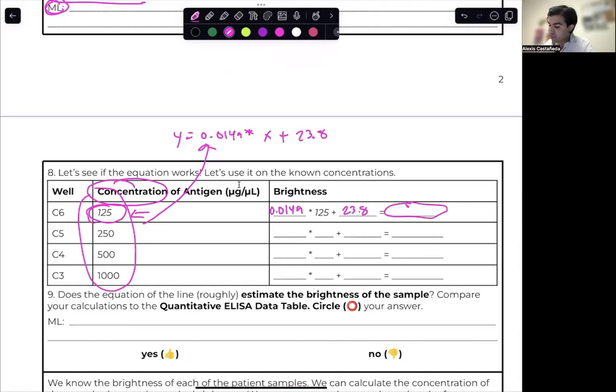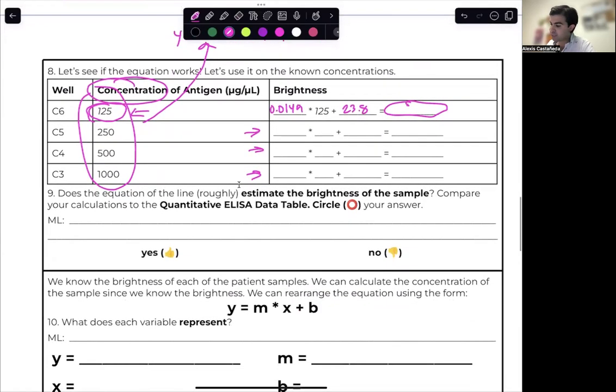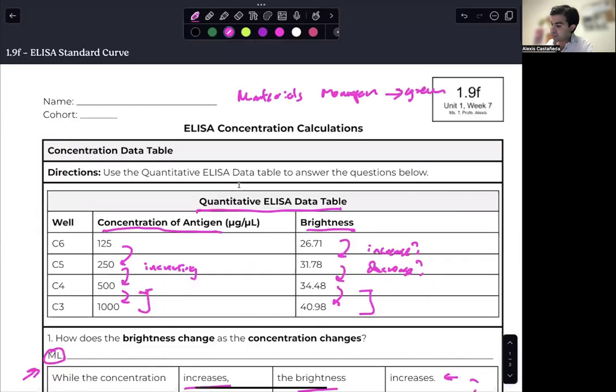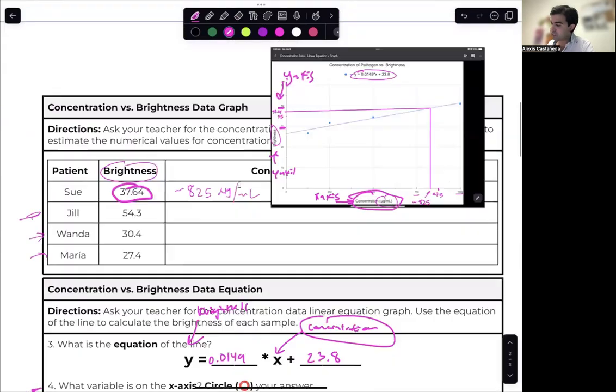You're going to do the same exact process for each of these. And tell me if you think that this more or less estimates the brightness of the sample. So you're going to check if these numbers right here are similar to what you have here. Are they the same? Are they very different? You decide, yes or no.